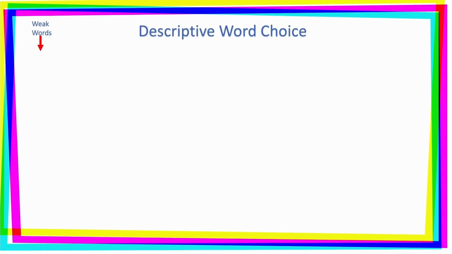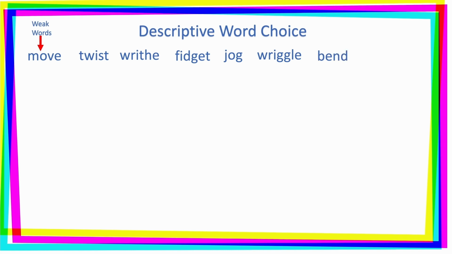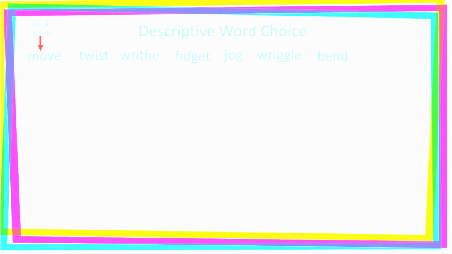Weak words, descriptive word choice, move. You could say twist, wiggle, fidget, jog, bend. These are examples of how to move. This is what a thesaurus would do for you. It would give you words for move, just like the ones next to the word move.